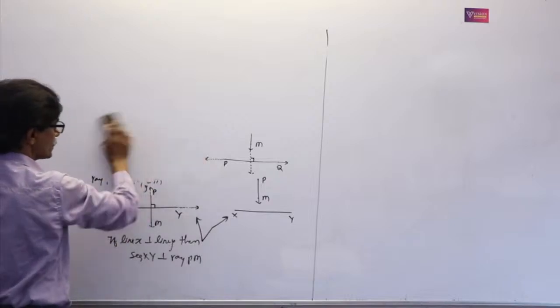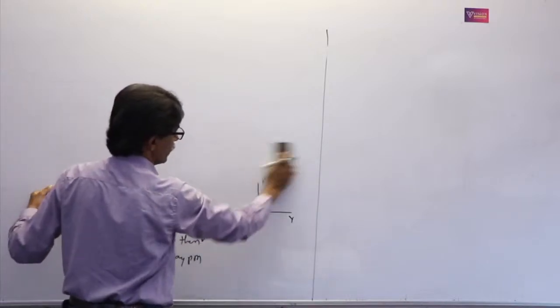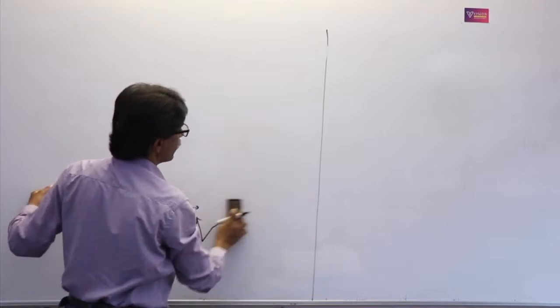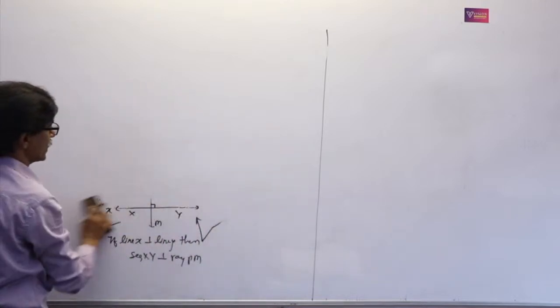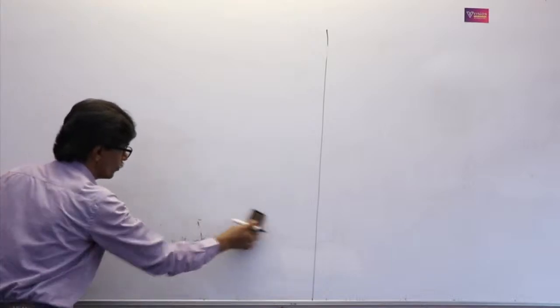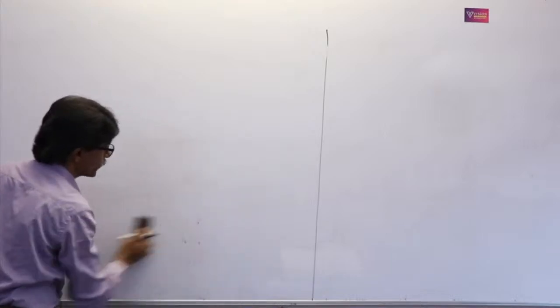So there are some distances: point to point distance, line to point distance and line to line distance. These three distances are very, very important in geometry: point to point, point to line and line to line.